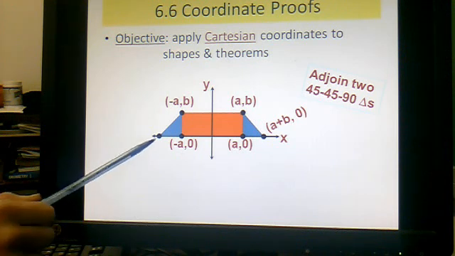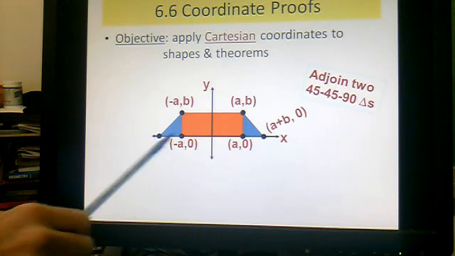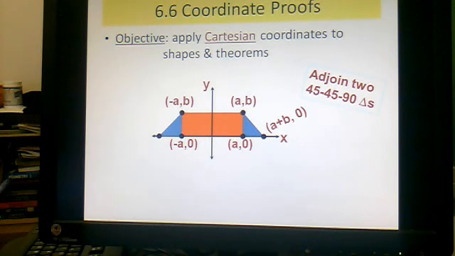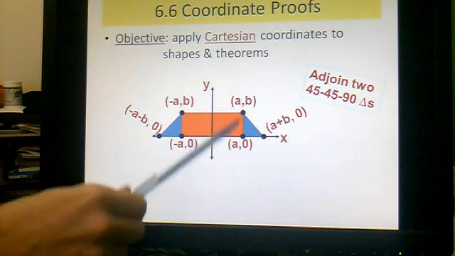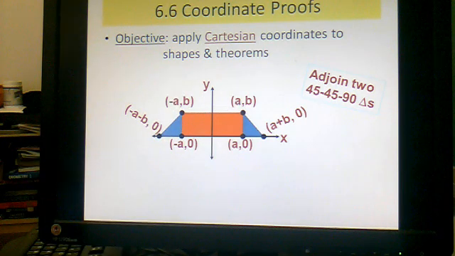And then you do the same thing over here. It would be negative a, and then plus negative b, or negative a minus b, comma 0. So that's the whole point. If I were to just give you these two coordinates, would you be able to get 1, 2, 3, 4 other coordinates from that in terms of a and b?